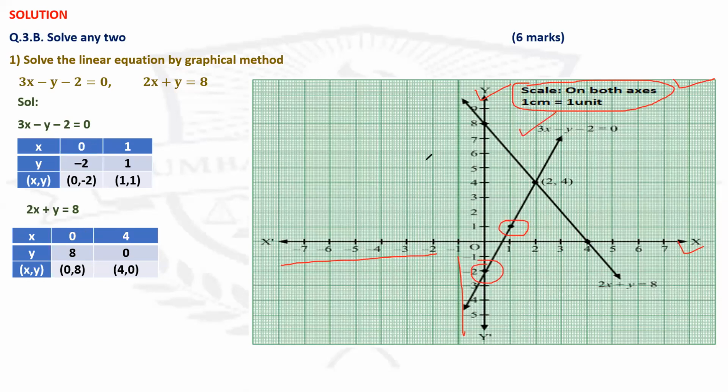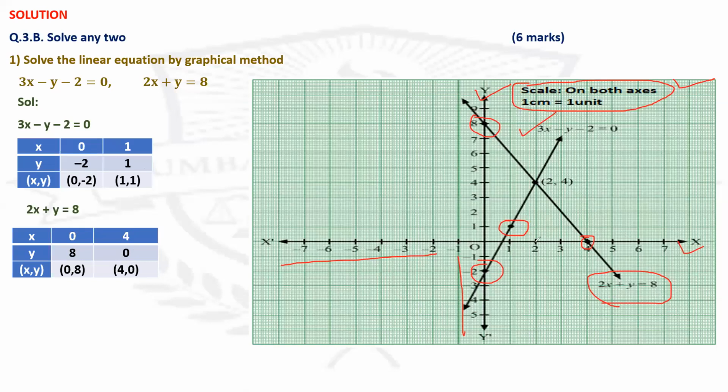The next point, 0, 8. So check, 0, 8 will come here. After that, 4, 0. X 4, Y 0 will come here. Draw the line. Write the equation: 2x plus y equals 8.